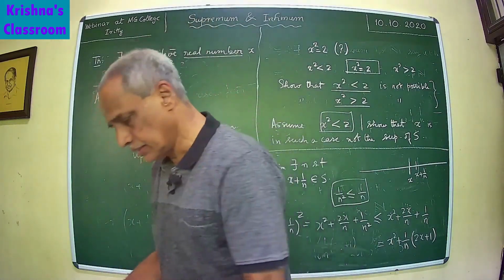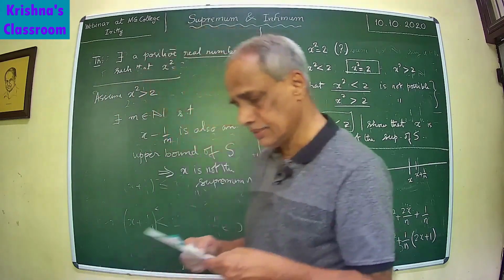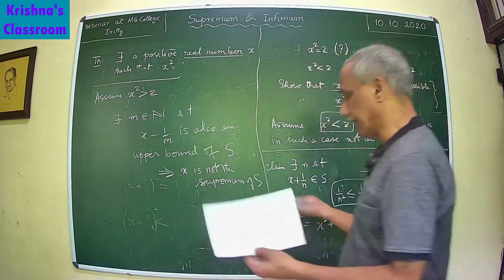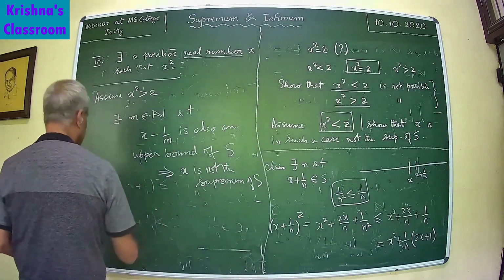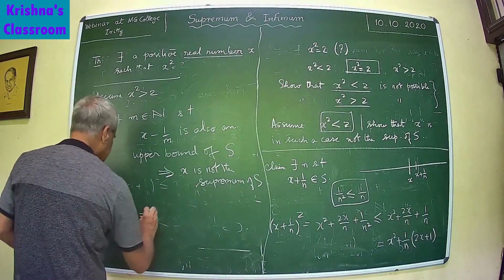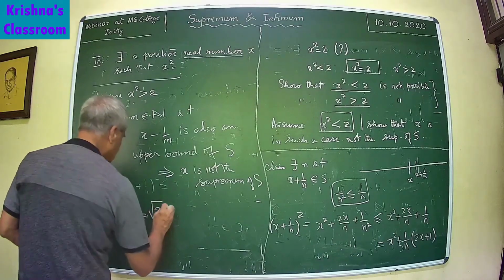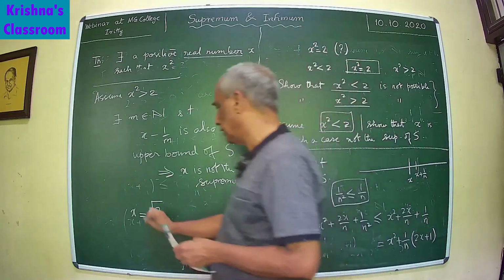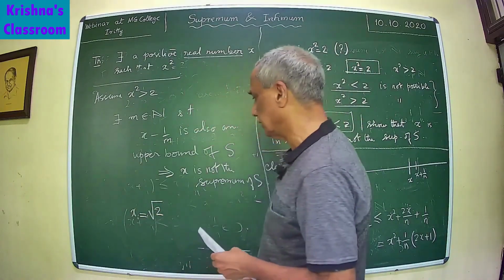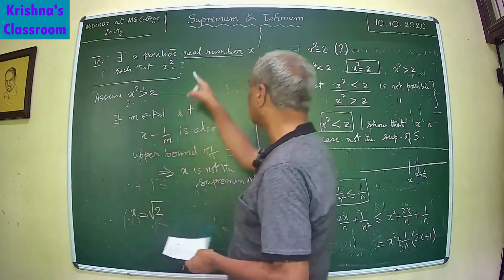Okay. Now let me finally state. So therefore, what you call this is that x is designated by the positive square root of 2, so that x square equal to 2. This is the symbol. So the x is what is called the supremum of this particular set.